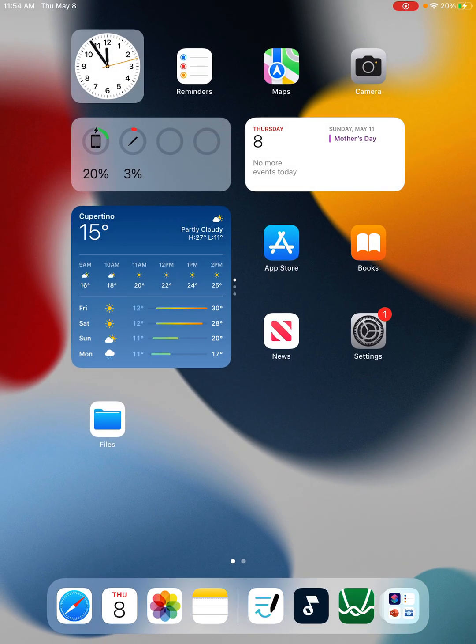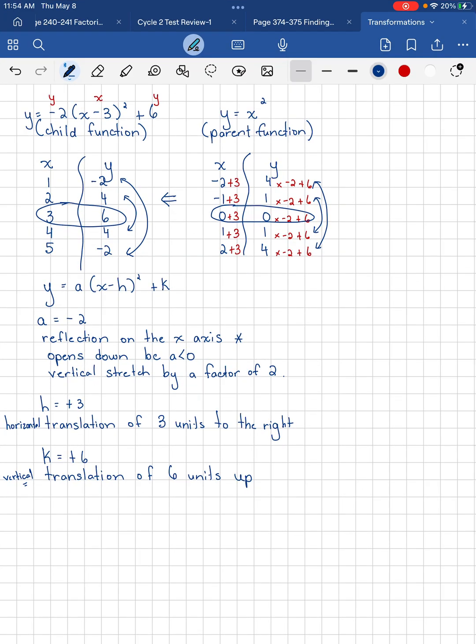So hopefully that helped. Just make sure that you review the X sandwich, what affects the X's, what affects the Y's, and then knowing where your A, where your H, and where your K is, and which properties belong to each one of them.